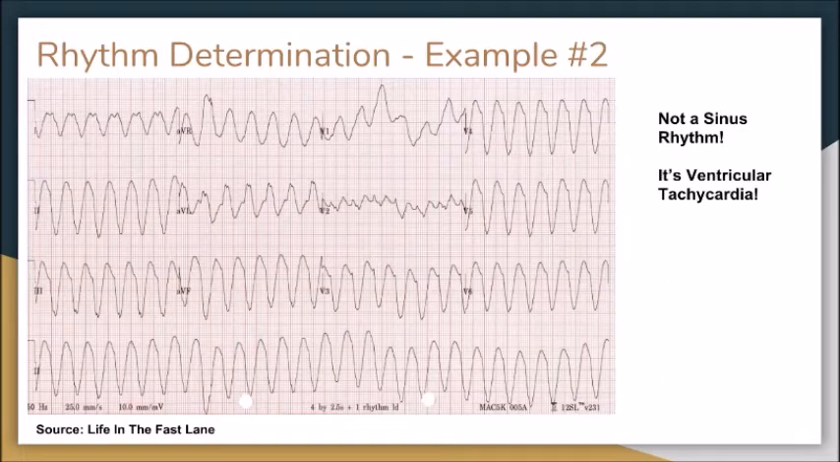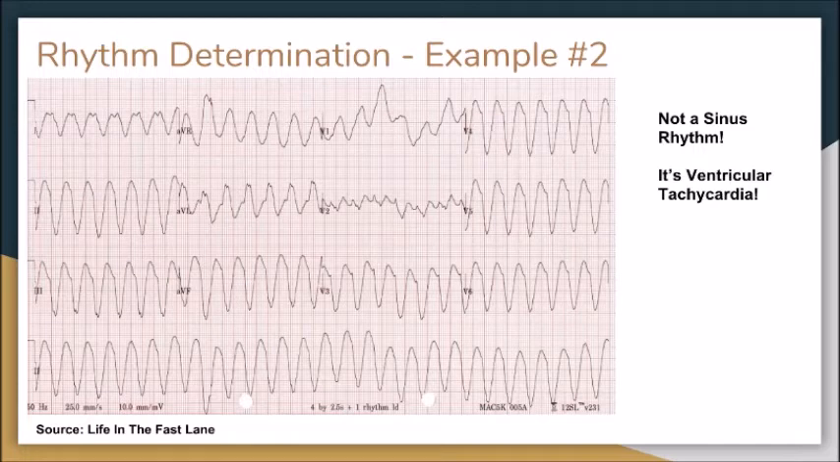Now look at the second example. This looks a lot different. I see all these big waves that go up and down, right? These are the QRS complexes. But I don't see any distinct P waves per se. That's because there aren't really any distinct P waves in this. And because of that, this is not a sinus rhythm. This is actually a ventricular tachycardia.